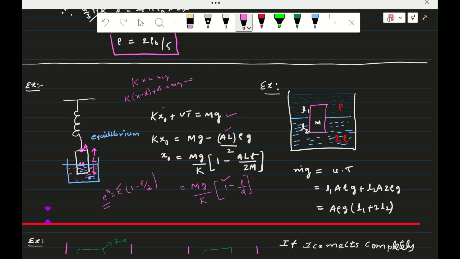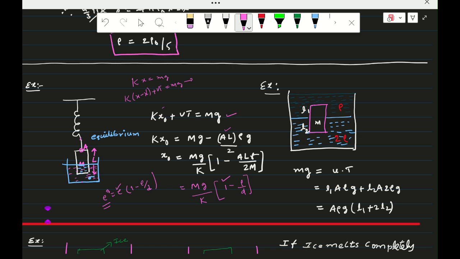Never. Don't consider like that. Okay, upthrust is always upwards, whatever the density. Right? Because of this liquid also upthrust is upwards only. Because of this liquid also upthrust is upward only. Therefore total upthrust is upwards by both the liquids, whether the density is more or less.